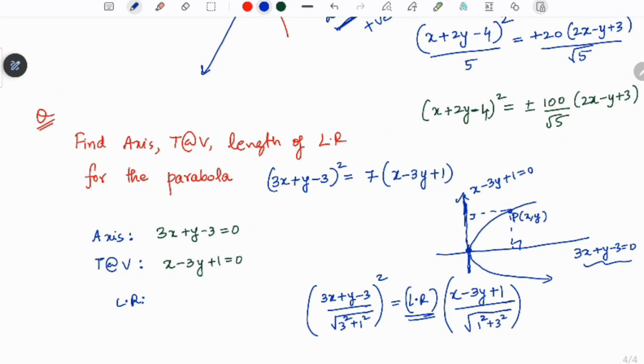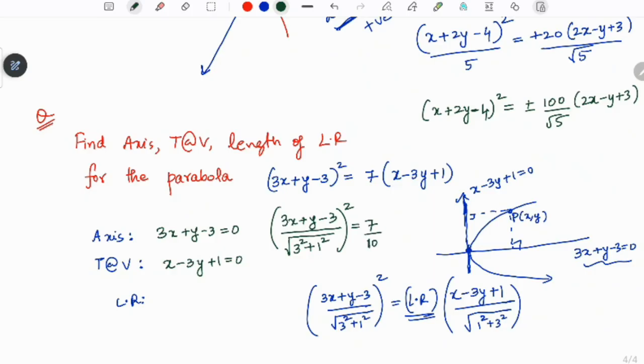So basically, what I have to do is this: in the given equation, 3x + y - 3 is the axis expression, no? You write it in perpendicular distance form, which means you divide that expression by root of 3 square plus 1 square. You rewrite it like this. What is the compensation in doing this? I have divided by root 10 whole square, so on the right side also I have to divide by root 10 whole square.